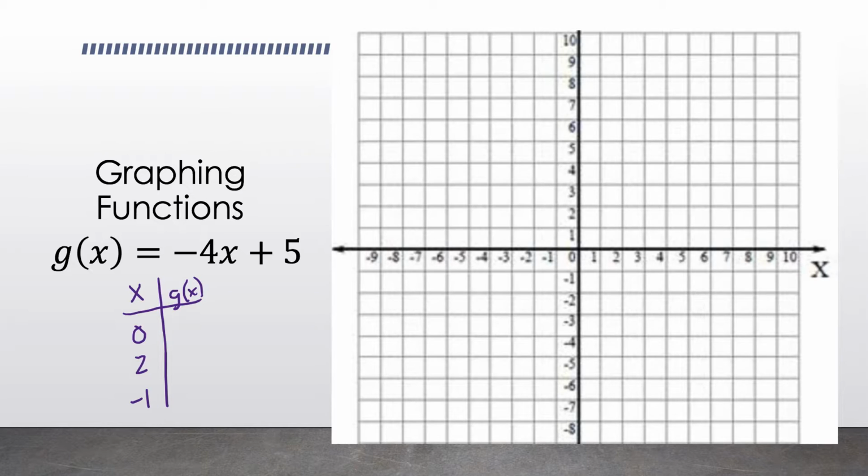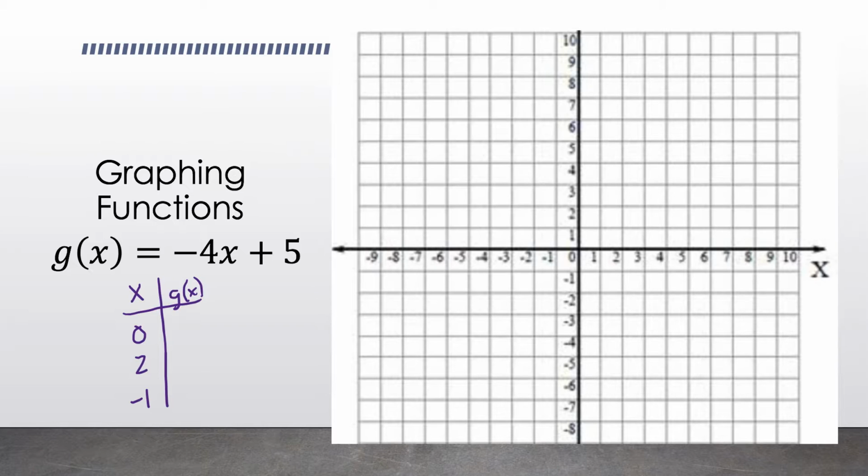That just gives you a wider range of values to plot on your graph and gives you a better idea of what the graph is going to look like. So I would always suggest 0, and then a positive number, and then a negative number. All right, so let's go ahead and plug these numbers into our function. We should be fairly good at doing that by now.